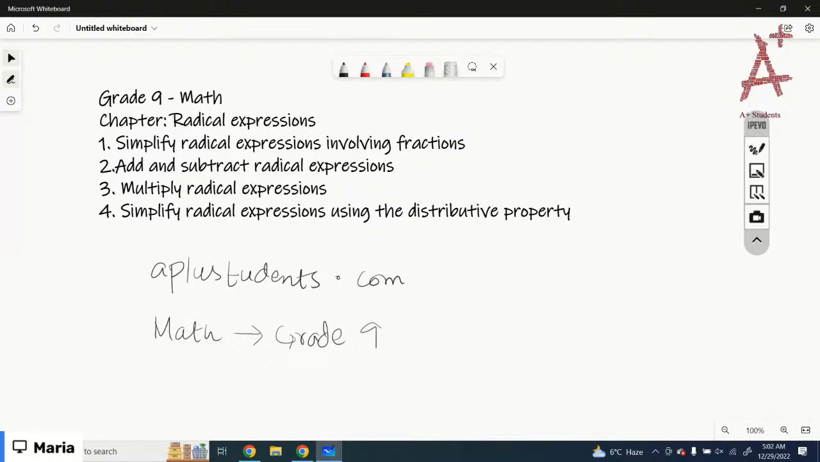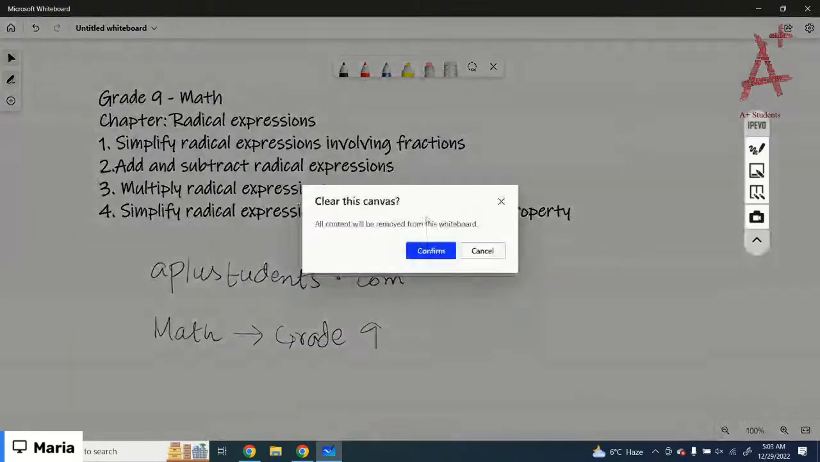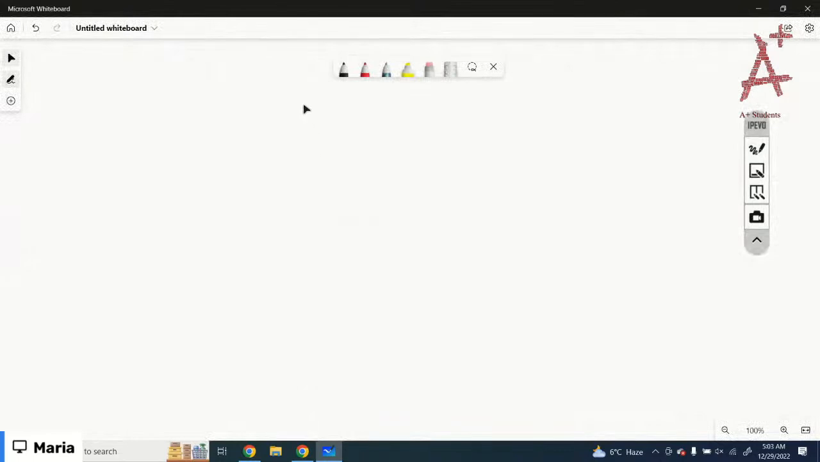And the lessons we're going to learn today are simplify radical expressions involving fractions, add and subtract radical expressions, multiply radical expressions, simplify radical expressions using the distributive property. So let's just start with the first lesson, that is simplify radical expressions involving fractions. Let me write down the lesson name, then we'll start. Please make sure you have your notebook and pencil so that you can note down the important examples and definitions as well. Got it?